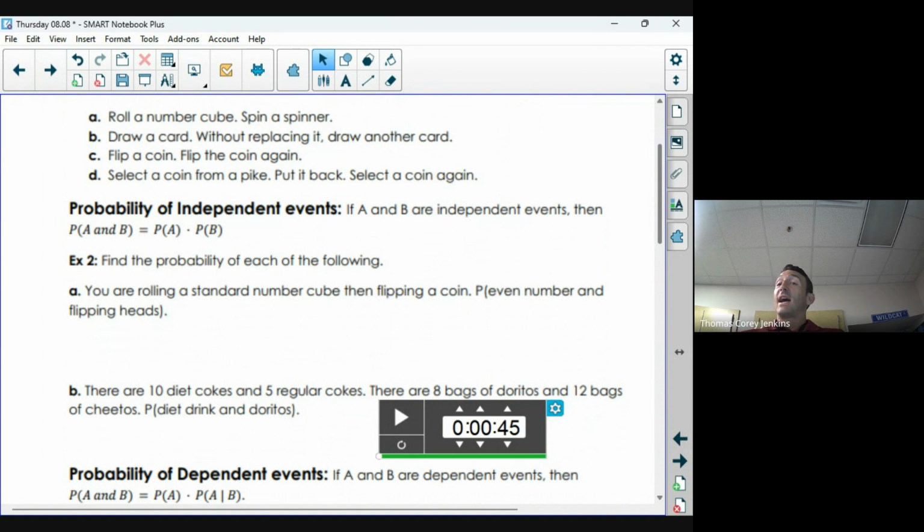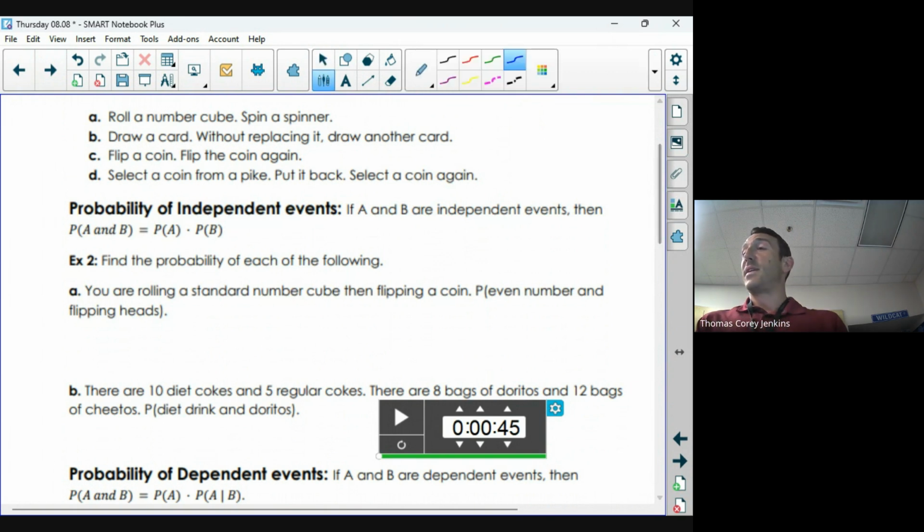A, roll a dice and spin a spinner. Those things aren't related at all, so they would be independent of one another. So we'll put an I there. B, draw a card without replacing it. I would underline that phrase. And draw another card. So if I draw a card and don't replace it, my sample space has changed, and therefore that is dependent. The first thing affects the second thing. So go ahead and label C and D real quick. I'll go over those in about 10 seconds.